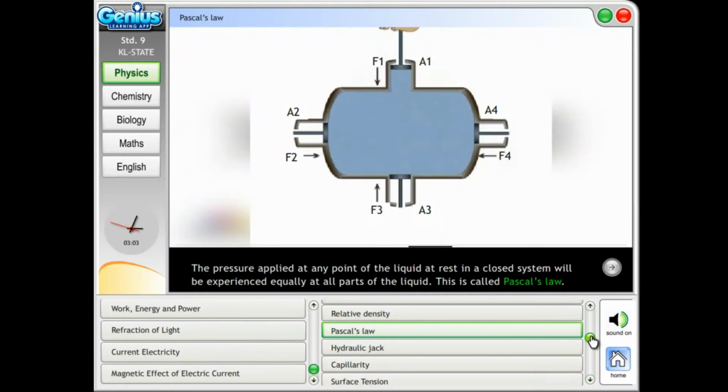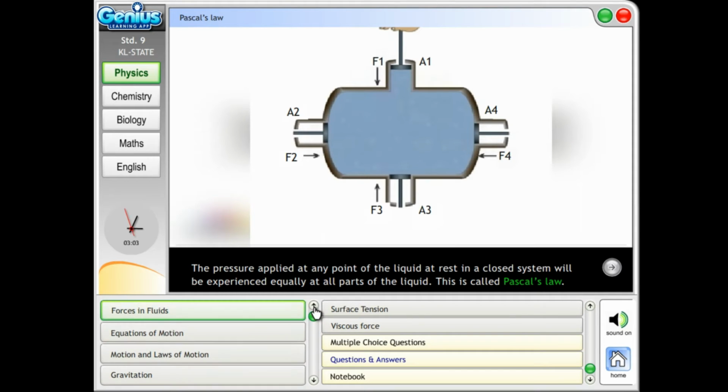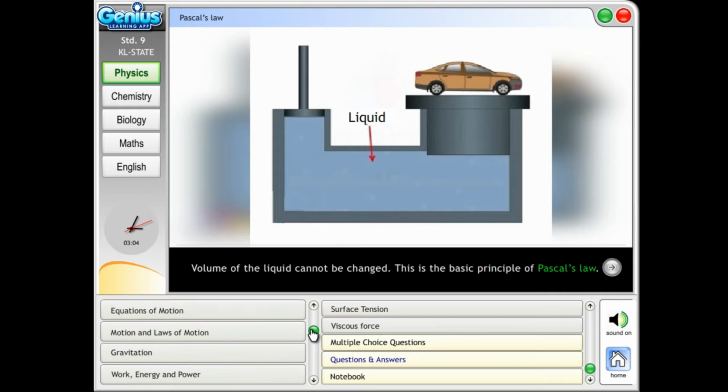Pascal's law. The pressure applied at any point of the liquid at rest in a closed system will be experienced equally at all parts of the liquid. This is called Pascal's law. The volume of the liquid cannot be changed. This is the basic principle of Pascal's law.